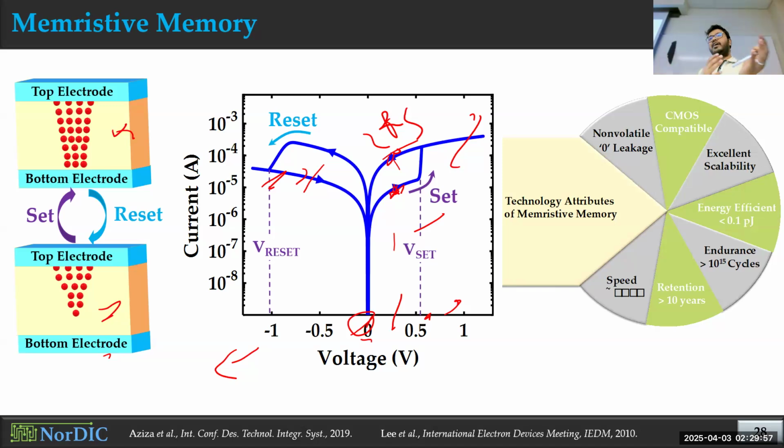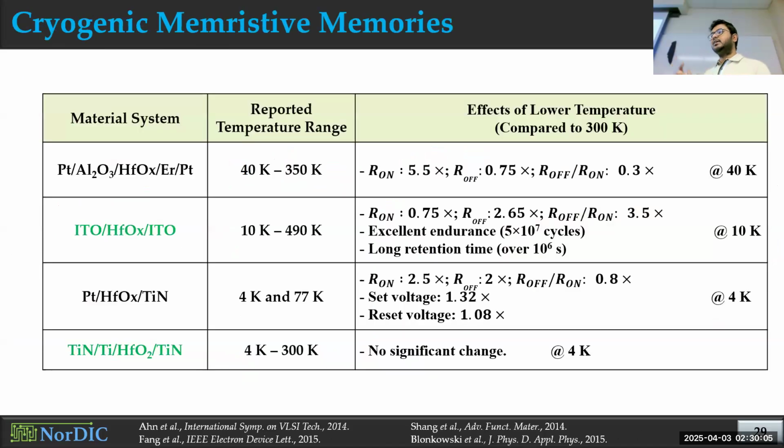We use SRAM and DRAM for cache and flash for long-term storage. But these resistance-based emerging memories like memristor, spintronic, ferroelectric, all of those have high endurance and high retention at the same time. So you can use them for all the applications that you have in a computing system.